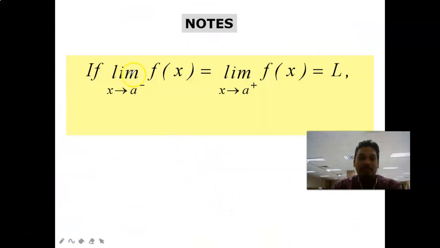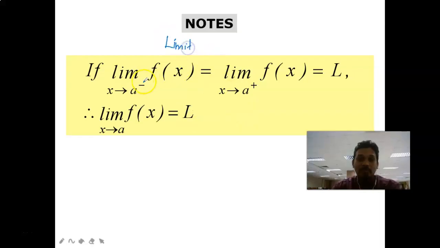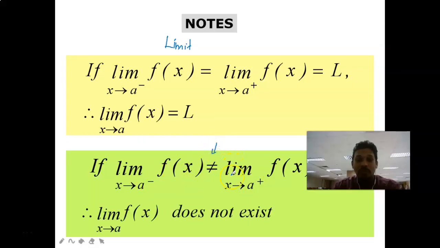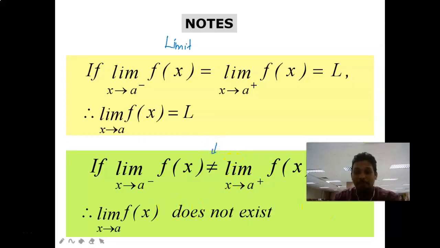So the notes: the limit of f(x) as x approaches a from the left and also the limit of f(x) as x approaches a from the right equal L. So the limit of f(x) when x approaches a equals L. Okay, in this topic, we are talking about limit approaching A from the left and approaching A from the right. It's not exactly x equal to A. So then, if the limit of f(x) approaching A from the left and right are not equal, then the limit does not exist.